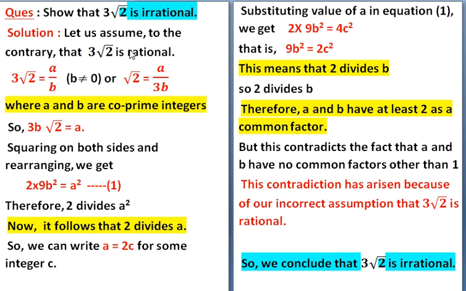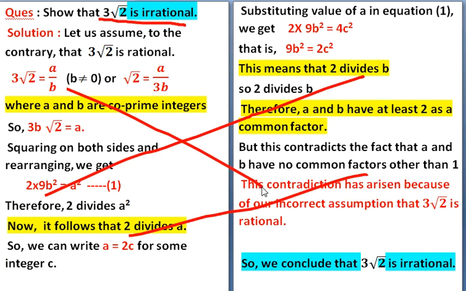In this video, first we will prove 3 root 2 is irrational, but we will not prove by this method. This method will be used if only root 2 is irrational given. If only root 2 is irrational given, then we can prove by this method. Now we will prove this question by other method.